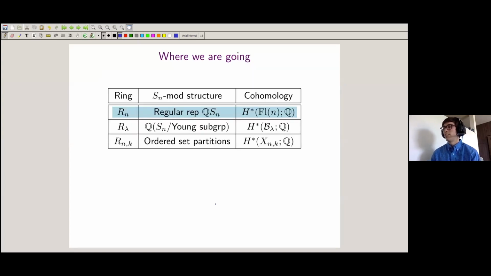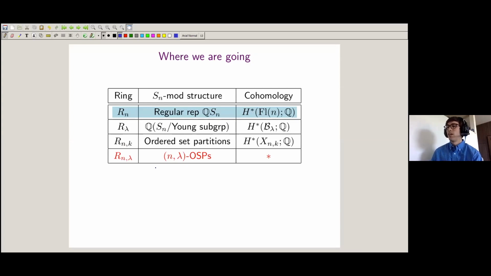So here is a bit of an organizational table. We just discussed R_n, the coinvariant ring. We saw that its symmetric group module structure is isomorphic to the regular representation, the Q span of S_n. And you can also realize it as this cohomology ring. So I'll introduce two more rings, two other families of rings, which both generalize R_n. So let me discuss R_lambda first.